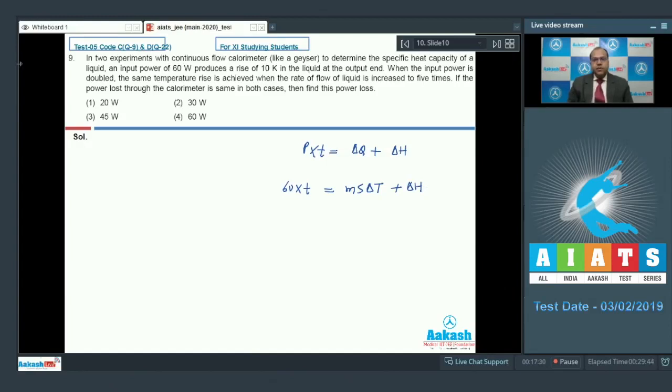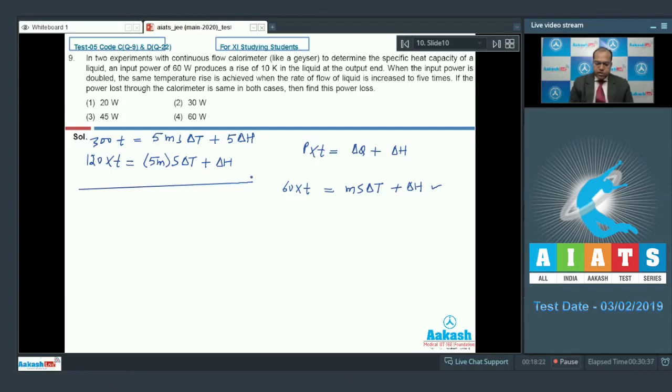So in the second process, when the input power is doubled, now the input heat is 120 into T for the same time interval, and the same temperature rise is achieved when the rate of the liquid is increased to 5 times. It means the amount of liquid flow in the same time interval is 5 times of initial amount, that is equal to 5 into M. Specific heat remains same and temperature change remains same. Plus it is given in the question the heat loss is same, that is delta H. So if I multiply this equation by 5, it comes out to be 300 T is equal to 5 M S delta T plus 5 times delta H.